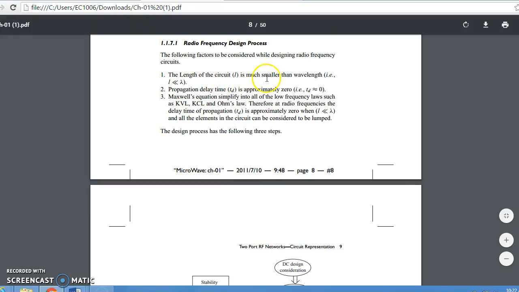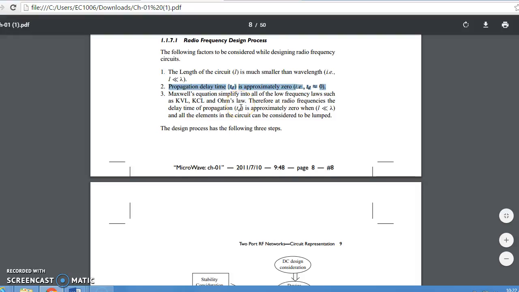The length of the circuit, that is L, is much smaller than the wavelength, that is L should be less than lambda, and then the propagation delay time is approximately equal to 0 in microwave. So this is this part. In this part only we are going to discuss majorly in microwave. So when the propagation delay is approximately equal to 0, live transmission can be possible.